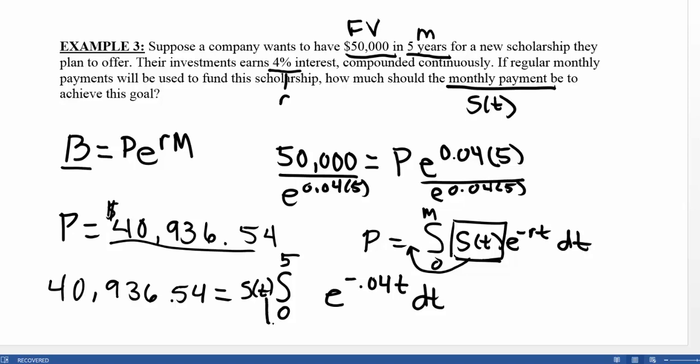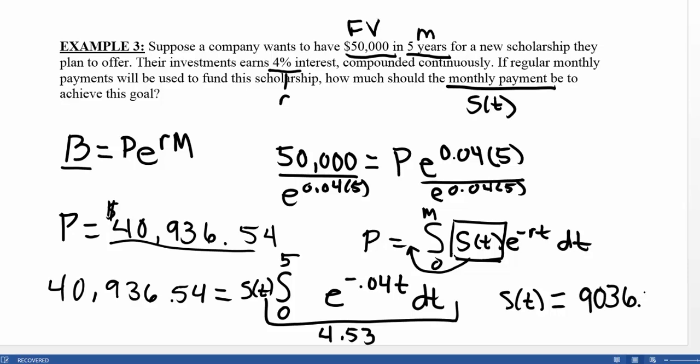I want you to remember that we can compute the value of the definite integral of e to the negative 0.04 t. Since I can compute that number, that's going to help me solve for S of t. When I compute the value of the integral, I'm going to get 4.53. So that means I can divide both sides by 4.53 to solve for S of t. So 40,936.54 divided by 4.53 is going to give me $9,036.76.